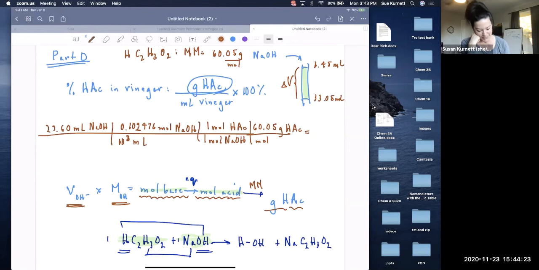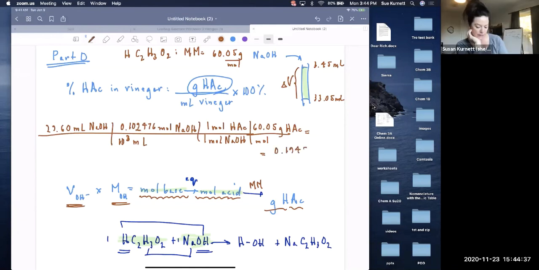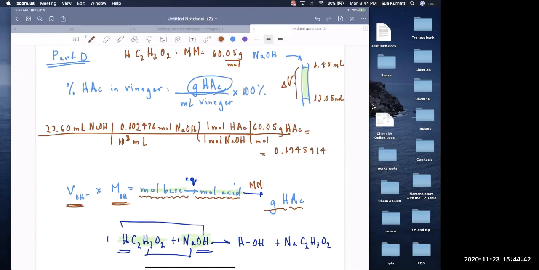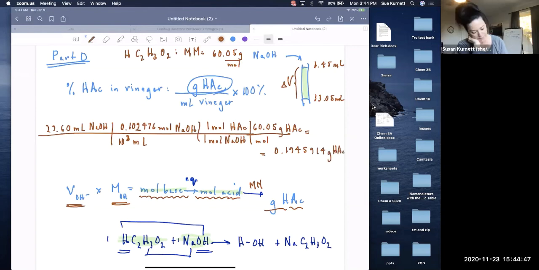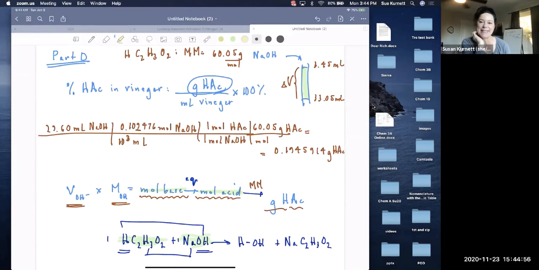So we probably have a number now. What's that number? I got 0.1945914. Okay, what are my units? Grams of acetic acid. Perfect. And then how many sig figs? Is it 4 sig figs? No, but thank you for playing.